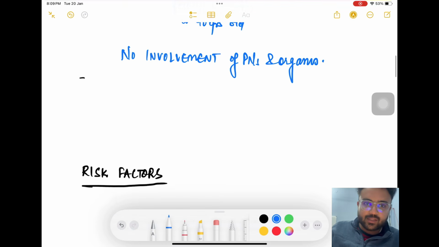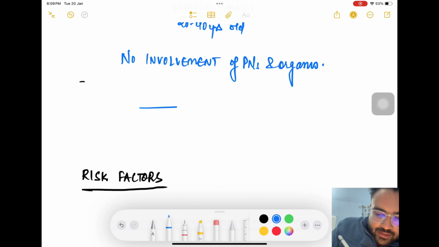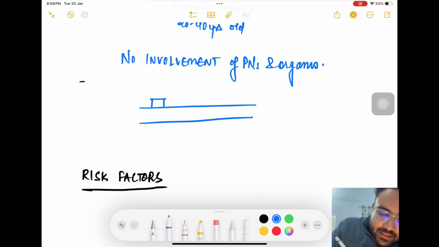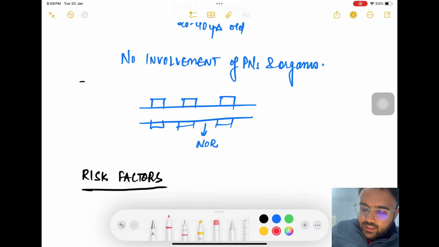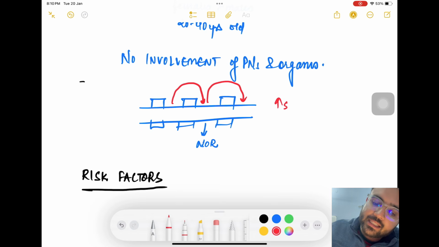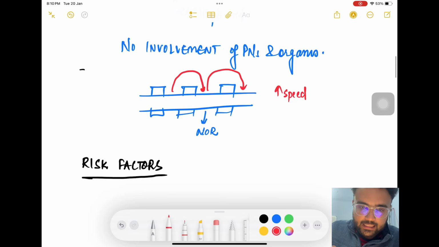We all know in a neuron there is a myelin sheath. Then there are spaces between the myelin sheath known as nodes of Ranvier. There is saltatory conduction, meaning the impulse is conducted from one node of Ranvier to another, therefore increasing the speed. Whenever there is demyelination, this saltatory conduction is lost, and the speed with which a signal is transmitted is decreased.